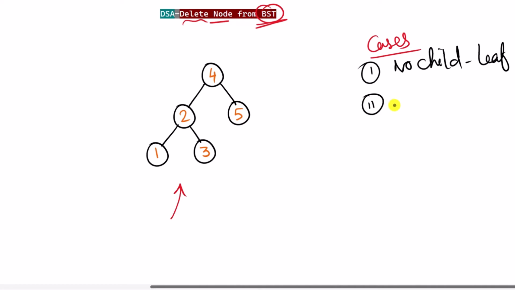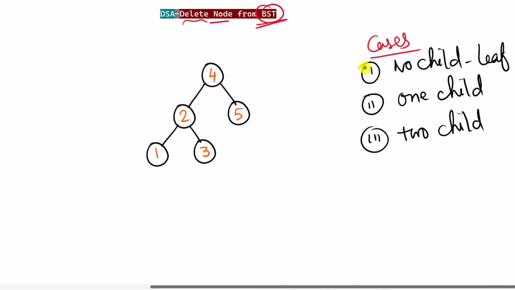Secondly, the node can have one child. And thirdly, the node can have two children. So let's just talk about case 1. When the node has no child, that means that is a leaf node. So in case of the leaf node, we can just simply remove that node. And this is the easiest way to remove one node from the binary search tree.